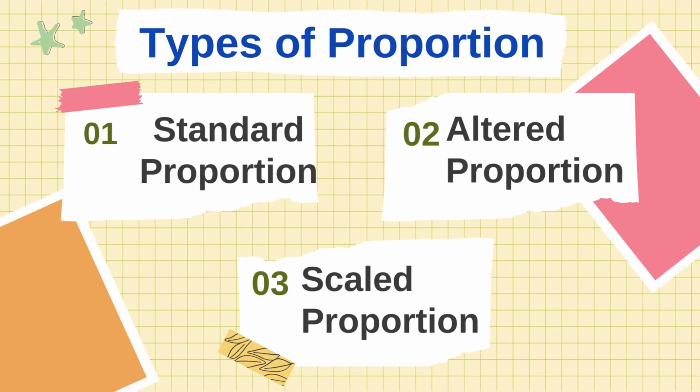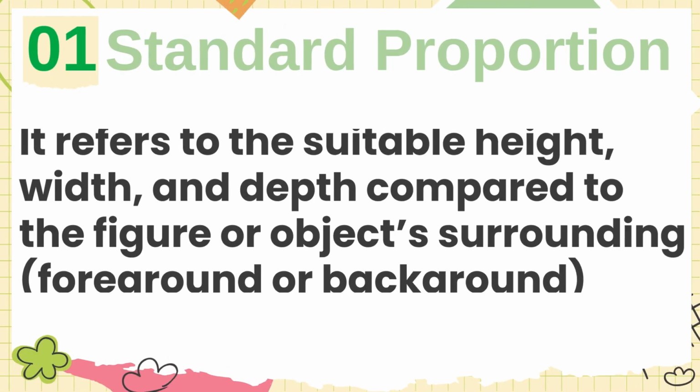Types of proportion. Proportion, as we had discussed, is the relation of size, amount, or the number of an individual part in comparison to the whole composition. Proportions can be standard, altered, or scaled. Standard proportion refers to the suitable height, width, and depth compared to the figure or object's surrounding, foreground or background.